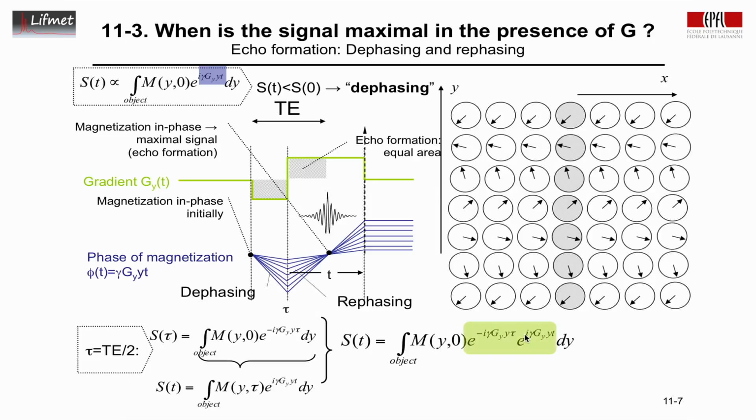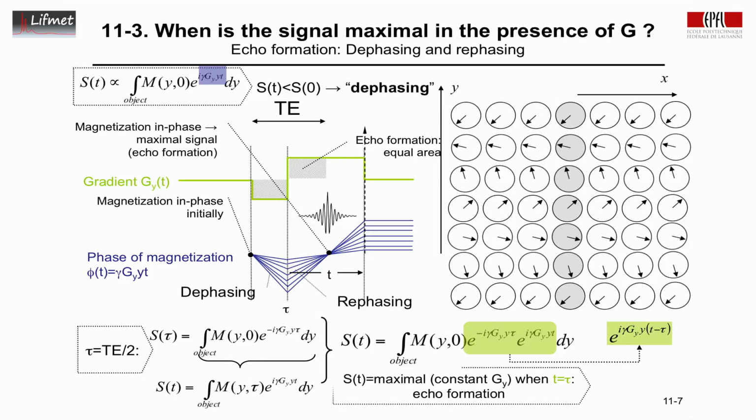So I will look at these two terms and I will rewrite them into the exponent, and so we now have e to the i gamma Gy y times (t minus tau). And so this means this term here, if we look at this integral with the same argument that we had here, if this phase term is 0, then we have maximal signal, and that is happening when t equals tau, and so we have echo formation, and this is given at this point. So this is what is being observed.